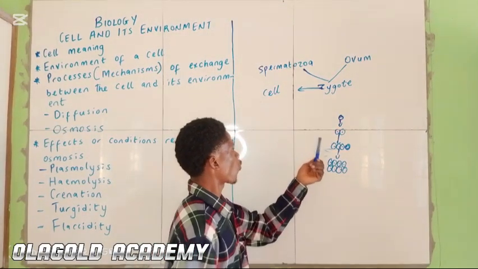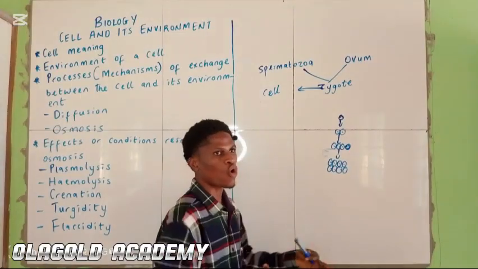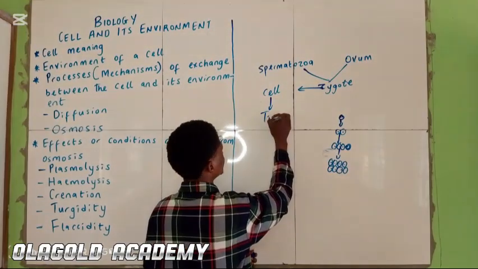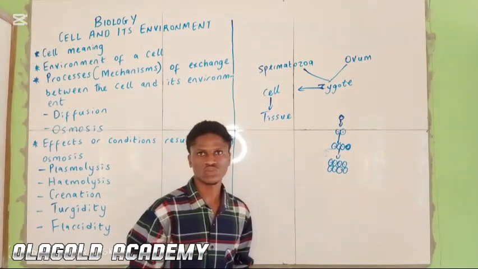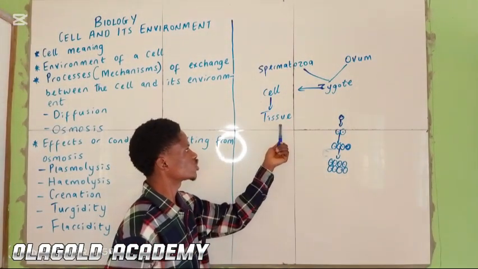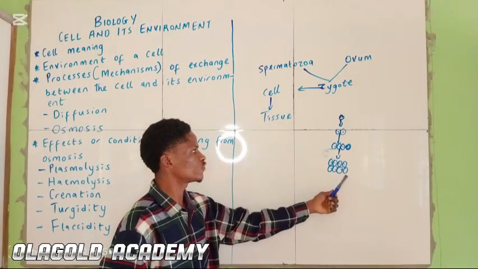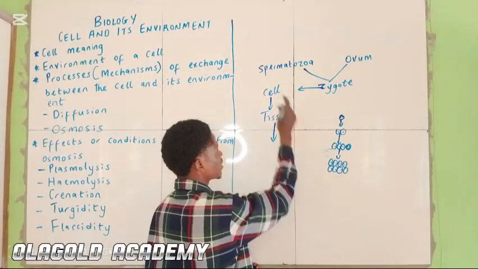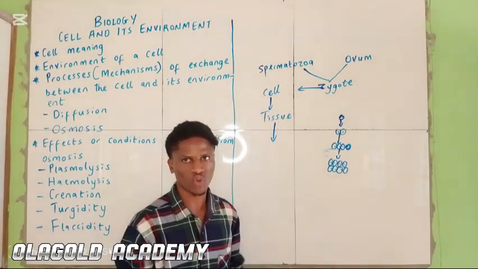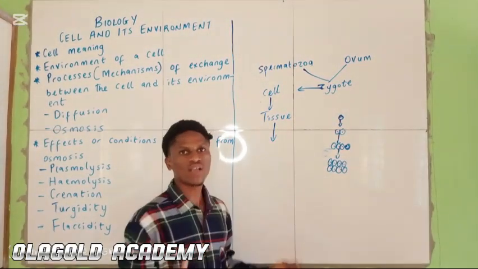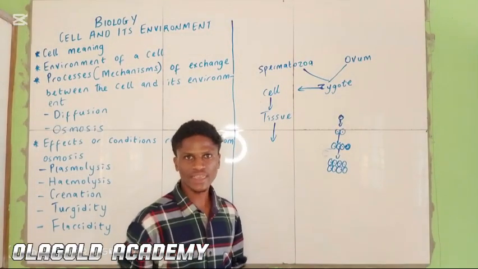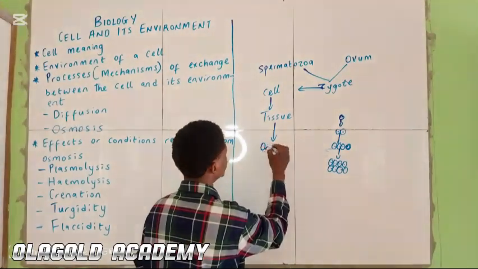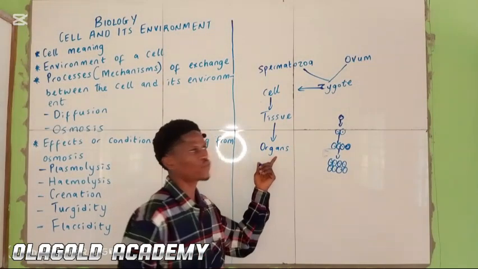So when they multiply, they form what we call the tissue. So from the cell, we have the tissue. So these tissues are the forms of the cell, for example blood. From the tissues, we have the organs forming: the hand, the leg, the mouth, the teeth, the nose. They all form. So we have the organs formed.